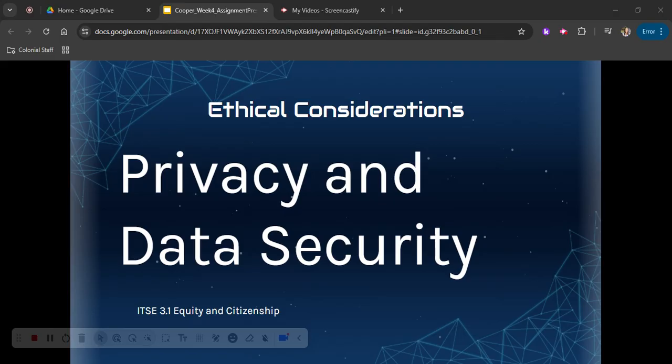Ethical considerations. The first is privacy and data security. AI systems gather huge amounts of student data, which raises security and privacy issues. Schools need to make sure that student data is shielded from security lapses and illegal access. To maintain equality and guarantee that no group is disproportionately impacted by data vulnerabilities, protecting student data is crucial, which is in line with ITSE's Equity and Citizenship Advocate standard.